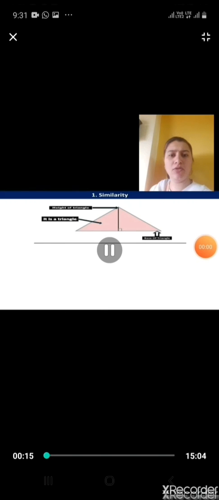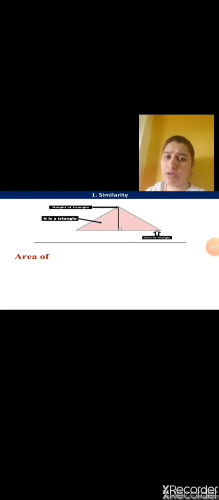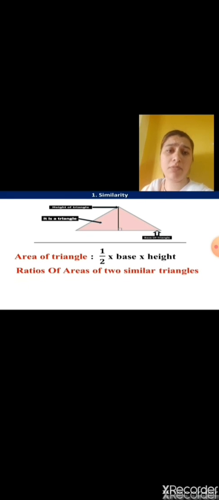So students, let me sum up what we have learned till now. Area of a triangle is half into base into height formula. The ratio of the areas of two triangles, that is A1 upon A2, is equal to B1 into H1 upon B2 into H2.